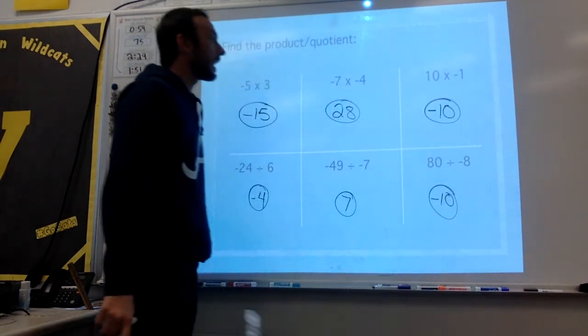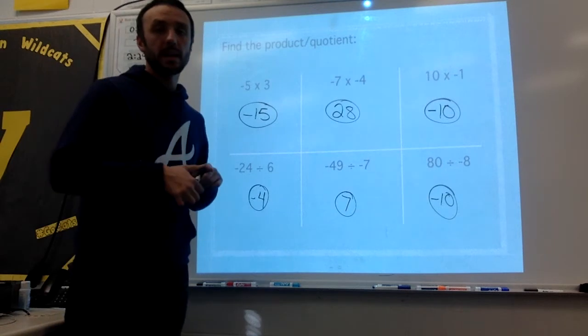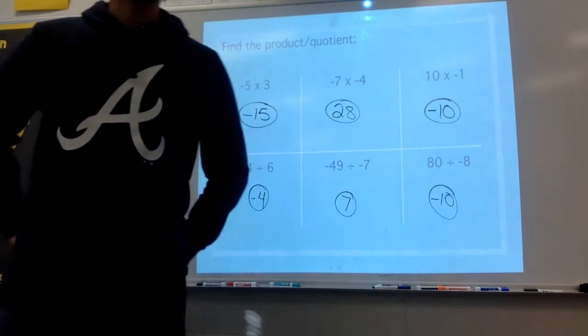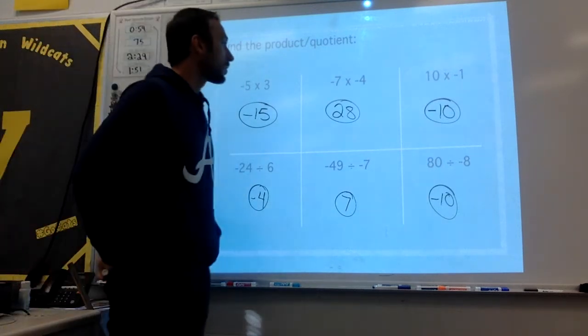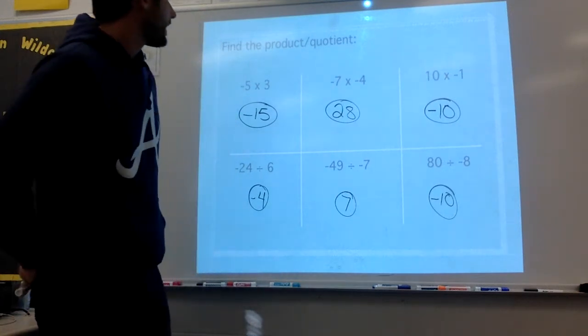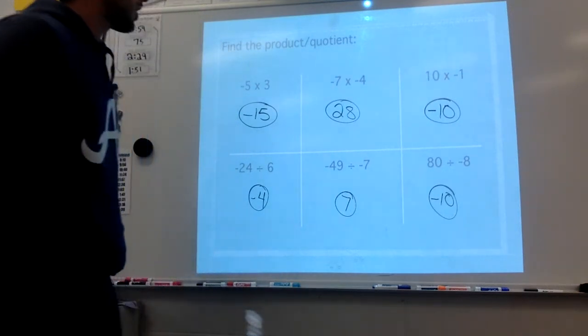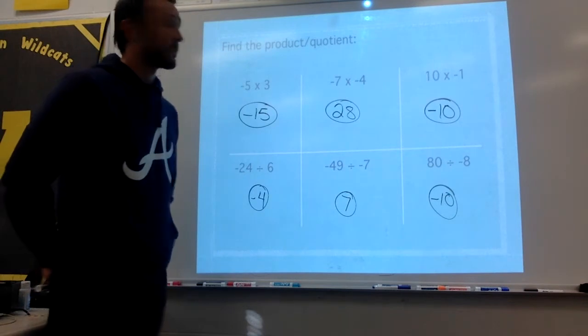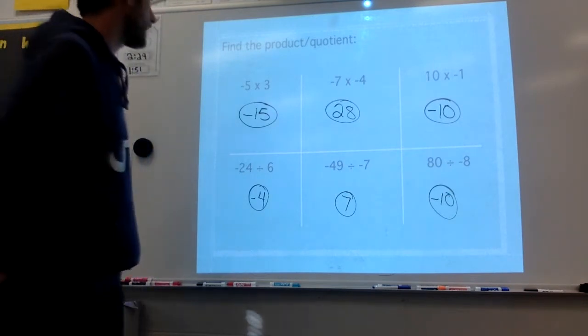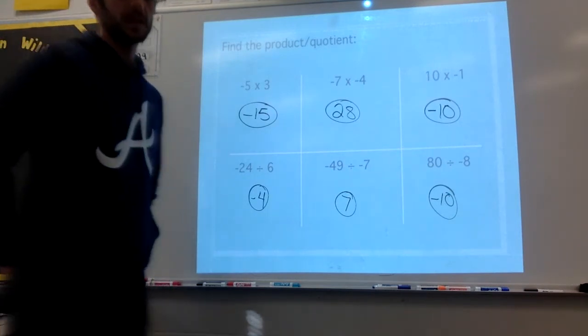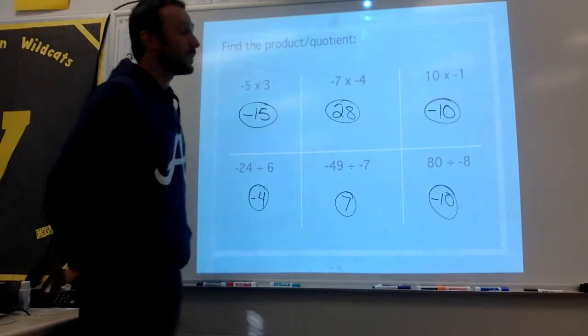As you look at that and think, the good thing about multiplying and dividing integers is they have the exact same rule. So there's only one rule you have to figure out here. The rules are not very similar to adding and subtracting. It does not matter which number is bigger. It does not matter which number comes first. There's nothing to change.